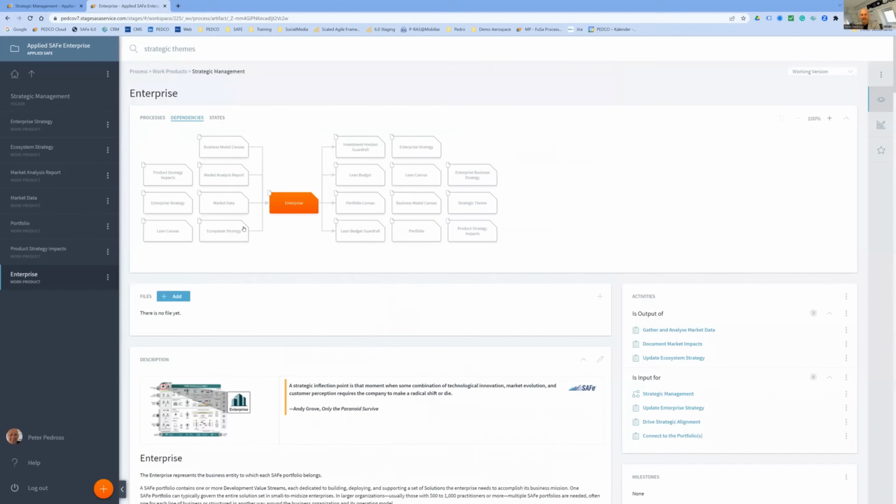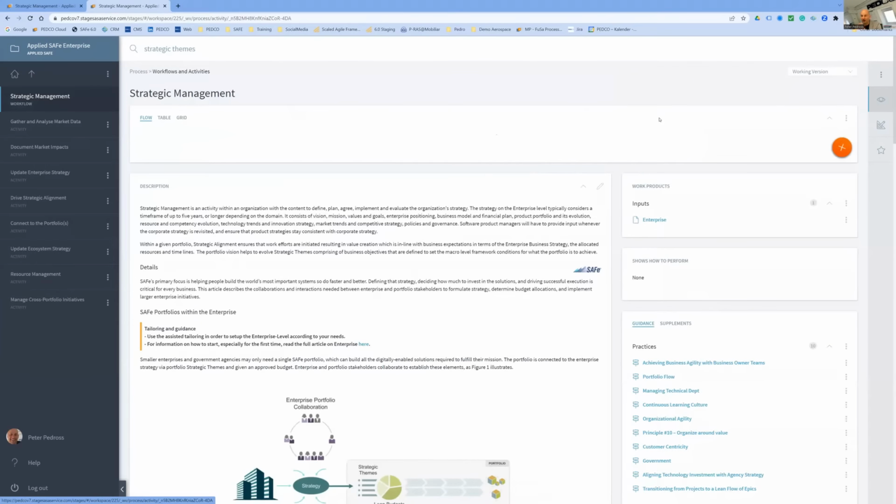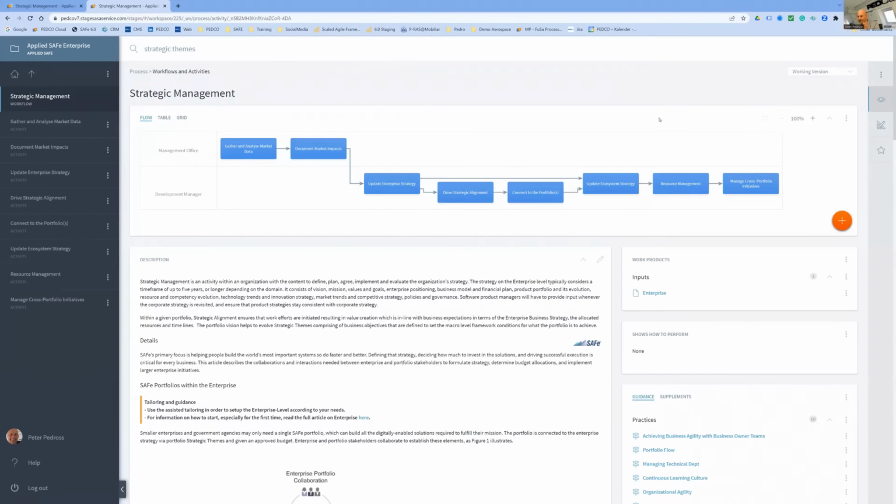And the question now is, what does that mean in reality if you really want to do that? So that is what we did for you in Applied SAFe. We modeled it as something tangible. So we see parts of that article spread over various deliverables, outcomes, processes, and so forth. And one of those is the strategic management process.